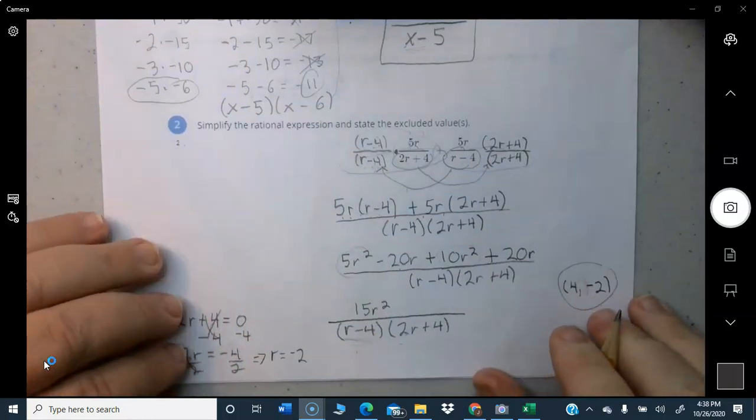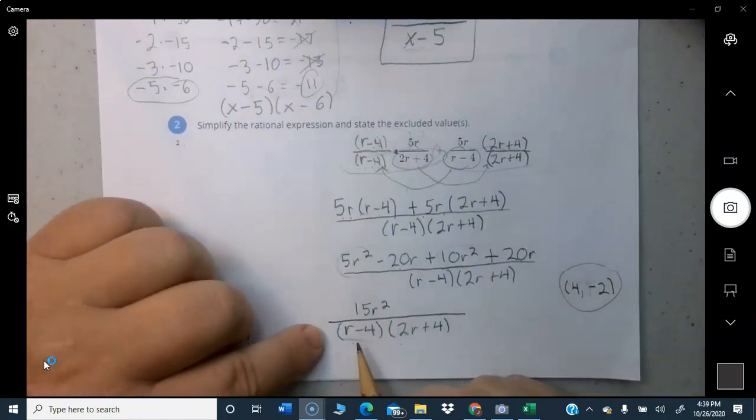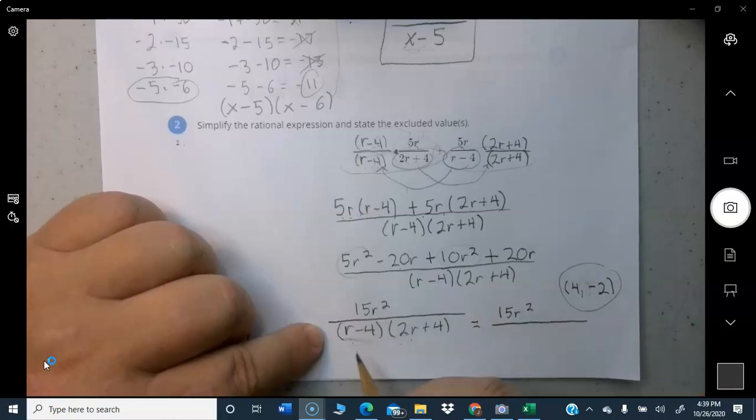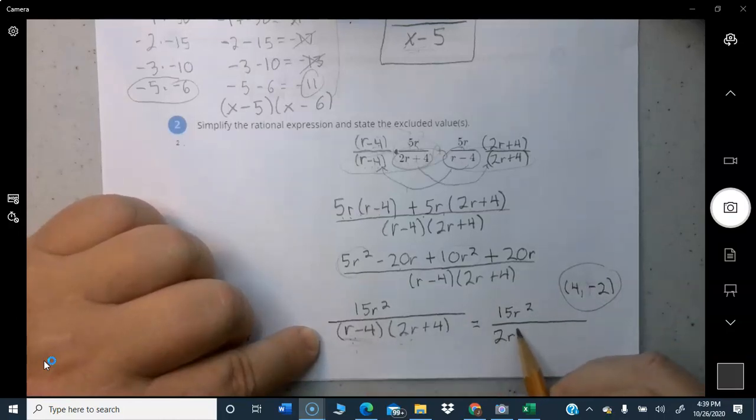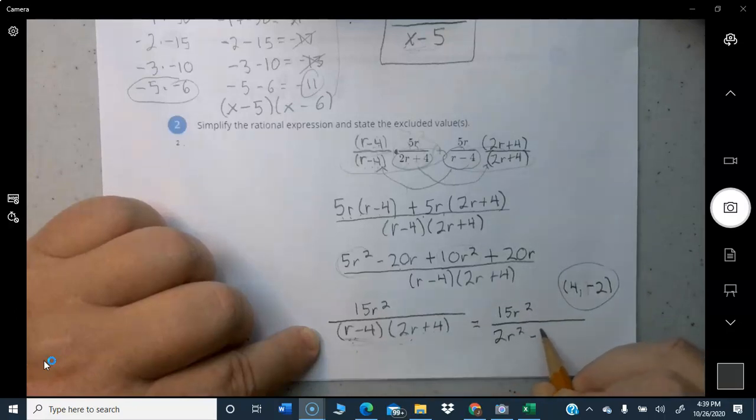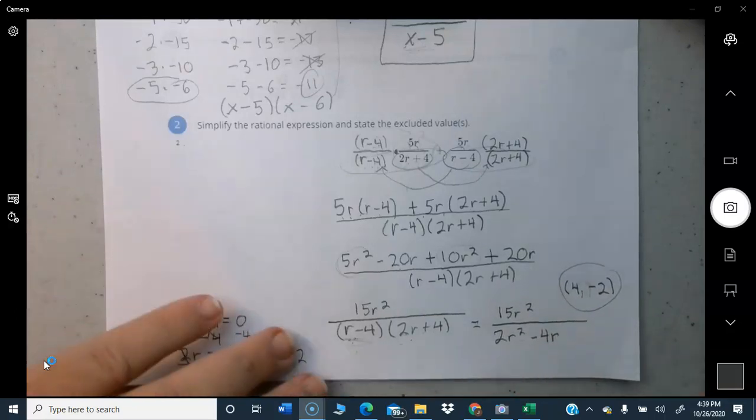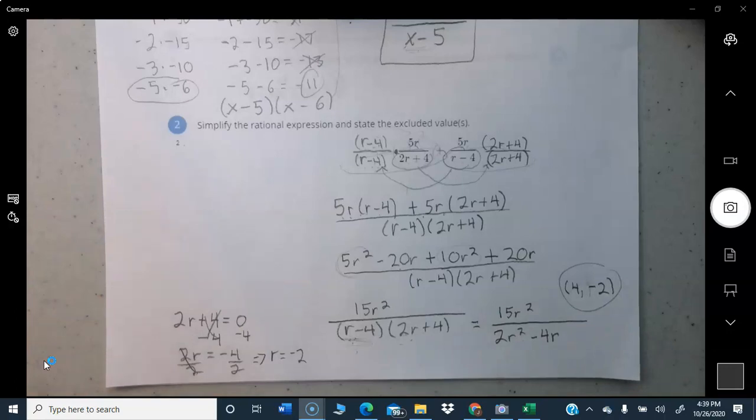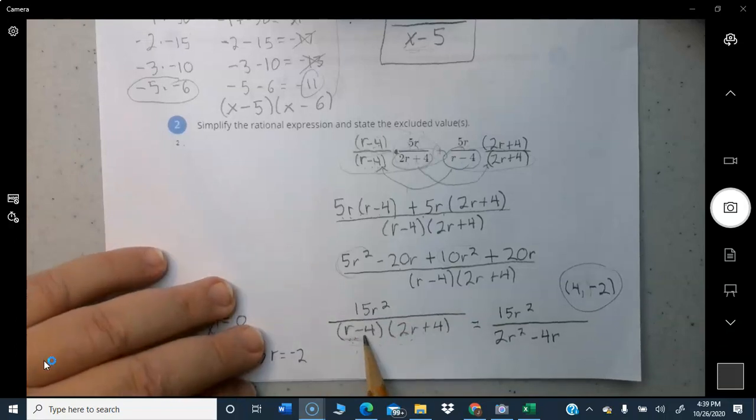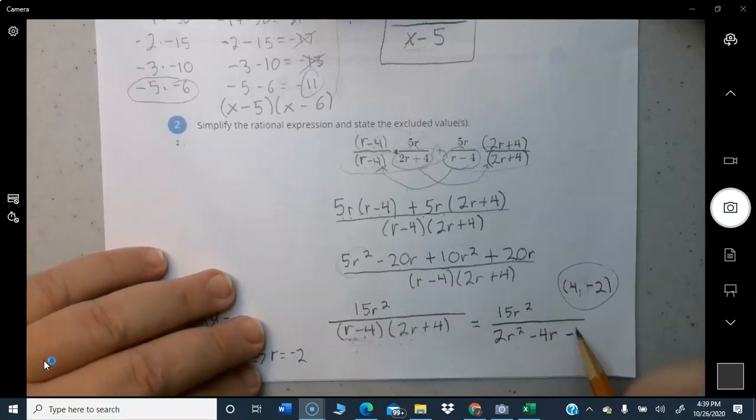All right. If you wanted to expand this out, you could get this answer. The 15r squared on the top is not going to change. But you could FOIL this out. You get 2r squared. Then you got r times 4 is 4r. And negative 4 times 2r is negative 8r. So 4r minus 8r is negative 4r. Again, don't try to do that in your head if you're not comfortable. Just write it down because you've got plenty of space here. Okay, and then negative 4 times 4 is negative 16.